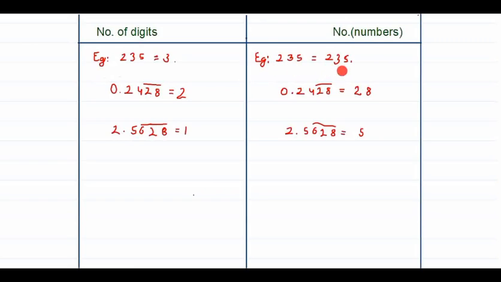The number is 235 and number of digits is 3. Again here you can see number of digits. In this case we are answering the number of digits having bar over it. So number of digits, as you can see, is 2 because 2 is one digit and 8 is another digit, while the numbers having bar over them. So numbers having bar over them will be 28 because you can clearly see that 28 is having bar over it.